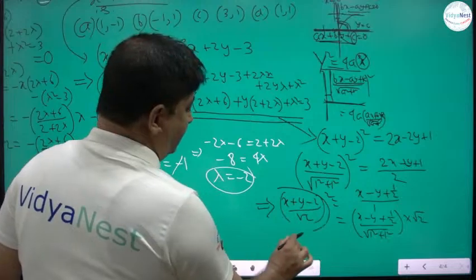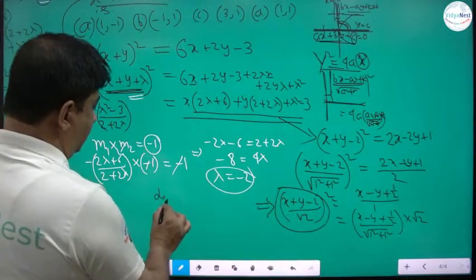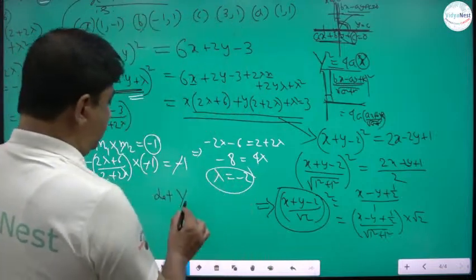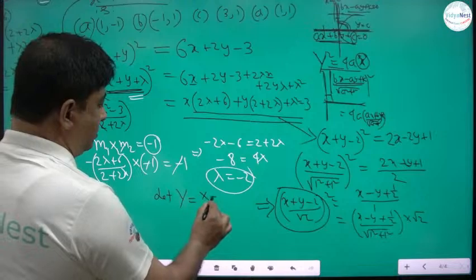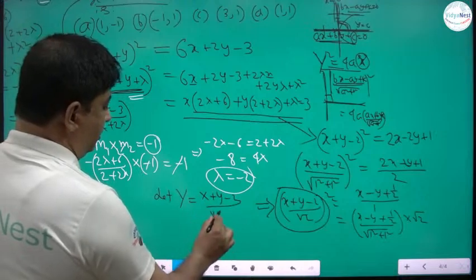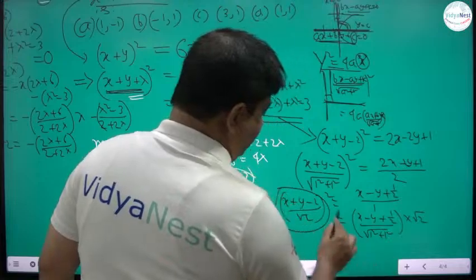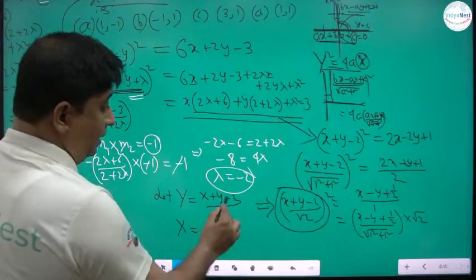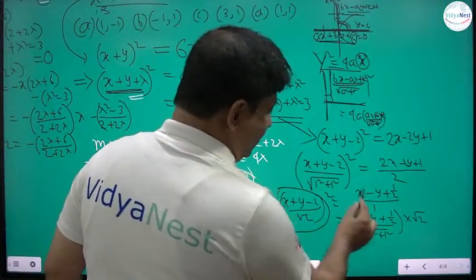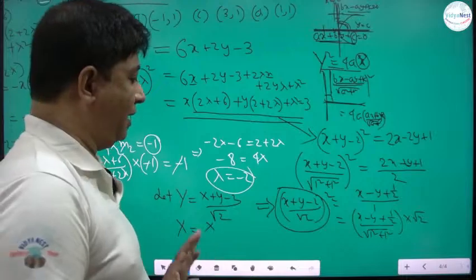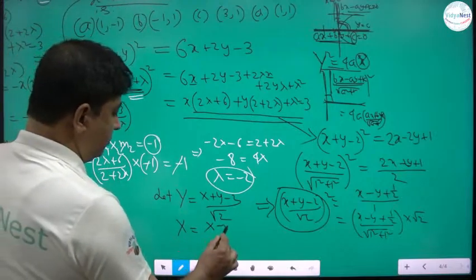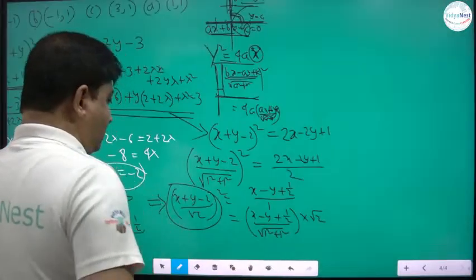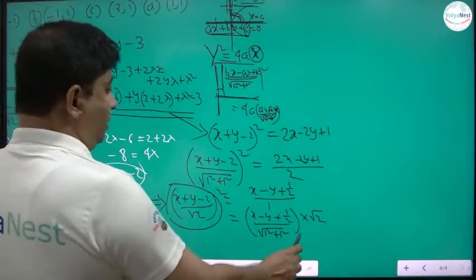I will let this be capital Y. Let capital Y is equal to (x + y - 2) by root 2, and that is capital X. See they are perpendicular. x plus y, x minus y. Two perpendicular axes we have got. Plus half by root 2. This gigantic figure will be turned into what?